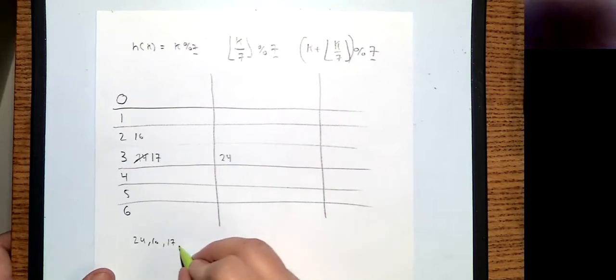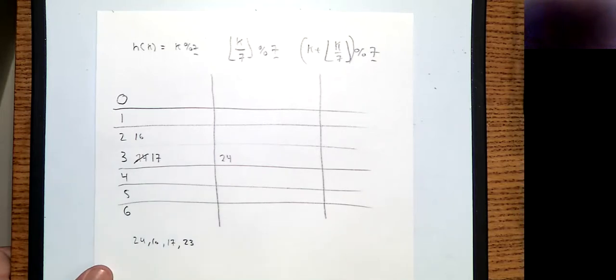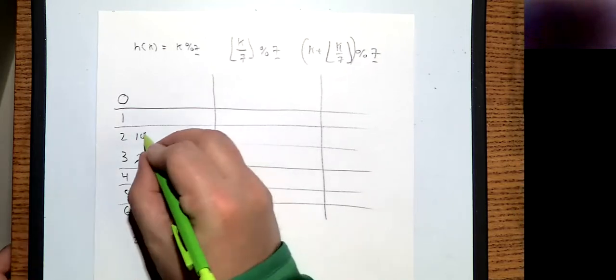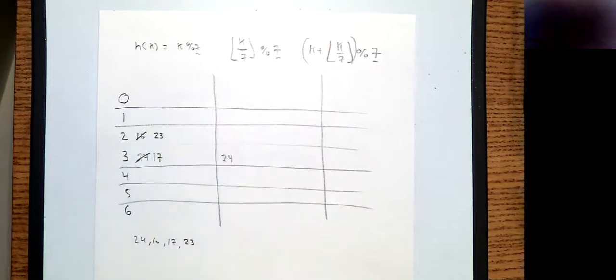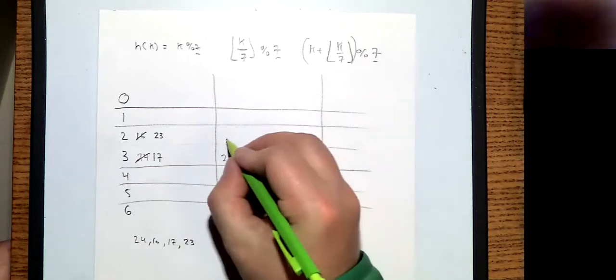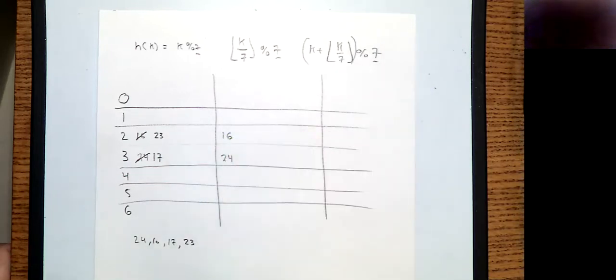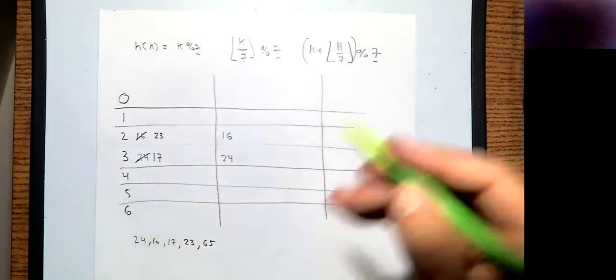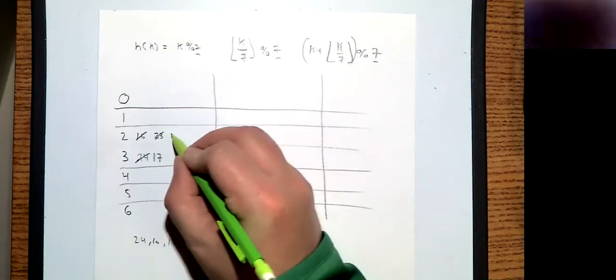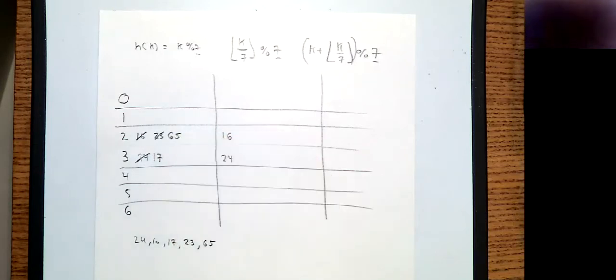Next element we're going to insert is 23. 23 mod 7 is 2. Just like before, we expel 16 and put 23 there. 16 divided by 7, its quotient is 2, so 2 mod 7 is 2. So 16 ends up here in 2. The next element we're putting in is 65. 9 times 7 is 63, so 65 mod 7 is 65 minus 63, which is 2. So we expel 23 and put in 65.